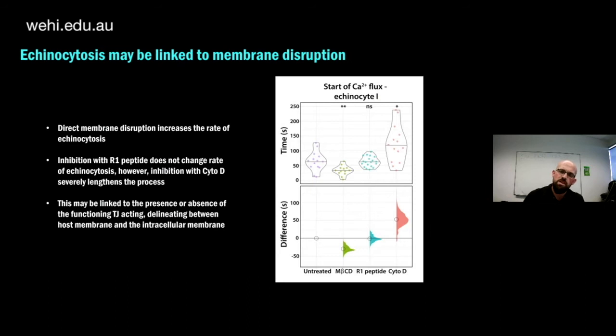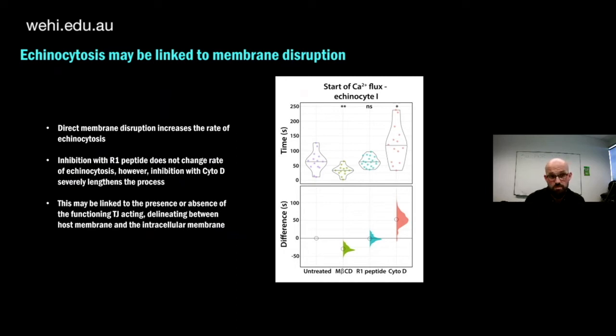And so we thought maybe there will be some differences in the kinetics of the echinocytosis process under these different conditions. And because we had the calcium flux as this reference marker, we could say from this point, when the pores formed, how long until the onset of echinocytosis.